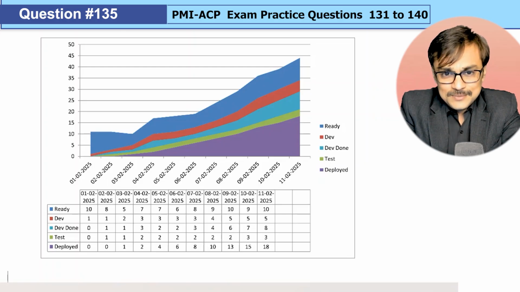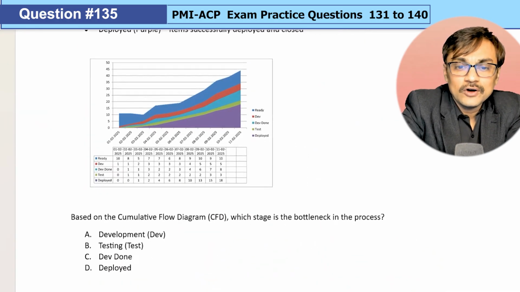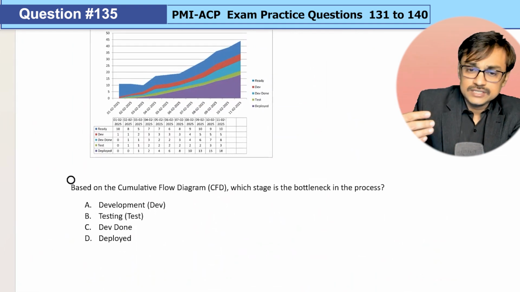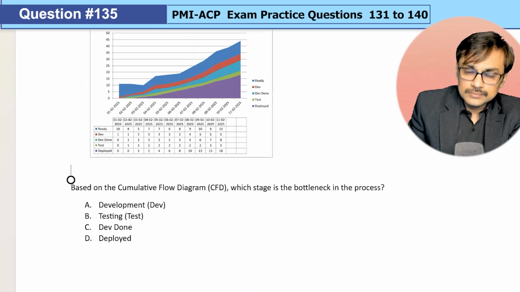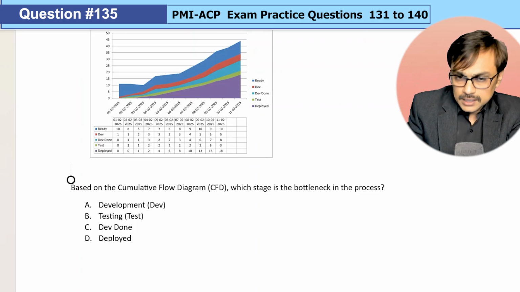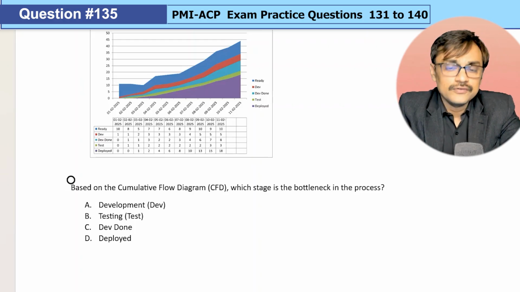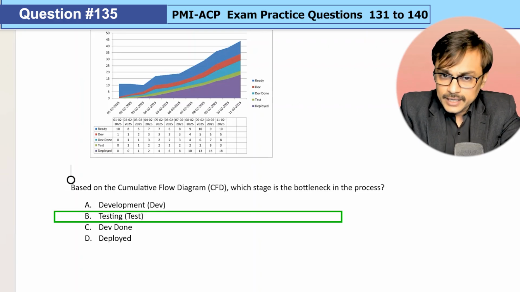Yeah, simple. Test stage. The test stage is showing a bottleneck because it is unable to pass through many items, and in the previous stage the queue is getting formed. The bottleneck is a stage where we have a queue waiting for that particular step. So we can easily say that in this particular graph, as far as the diagram is concerned, testing, option B, is the right answer, because this is the bottleneck stage.